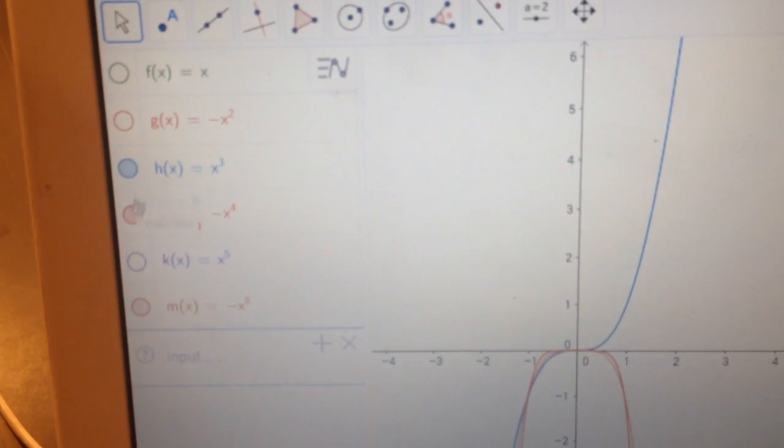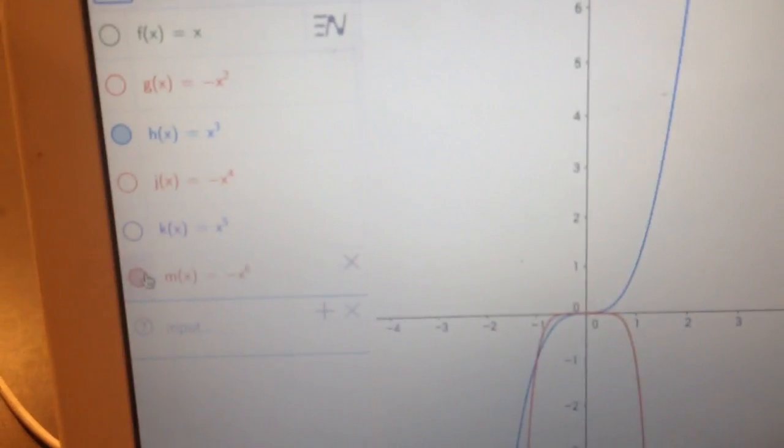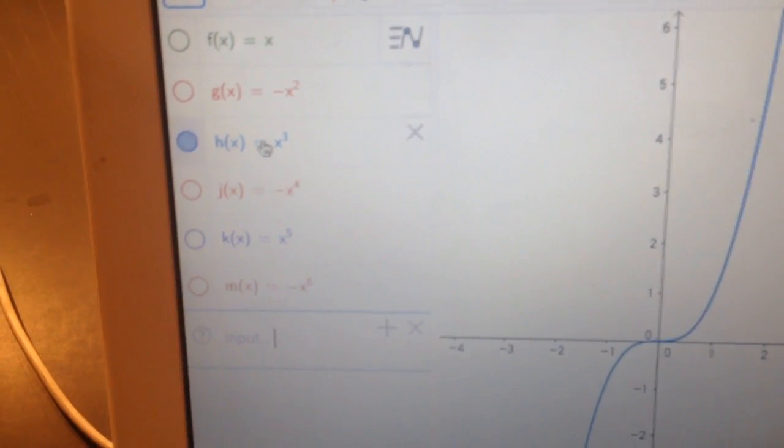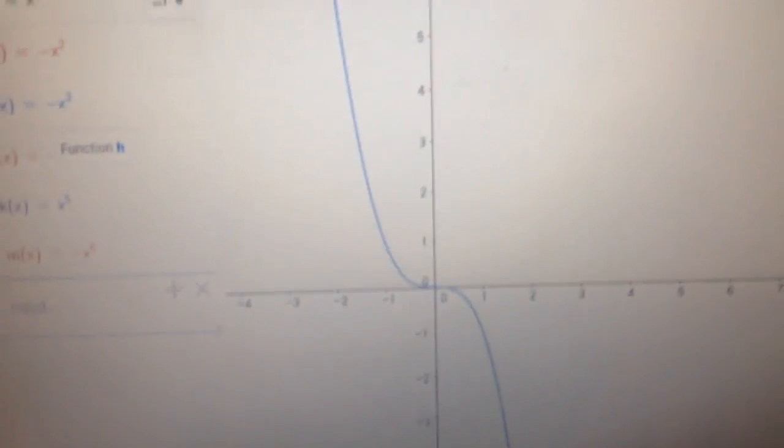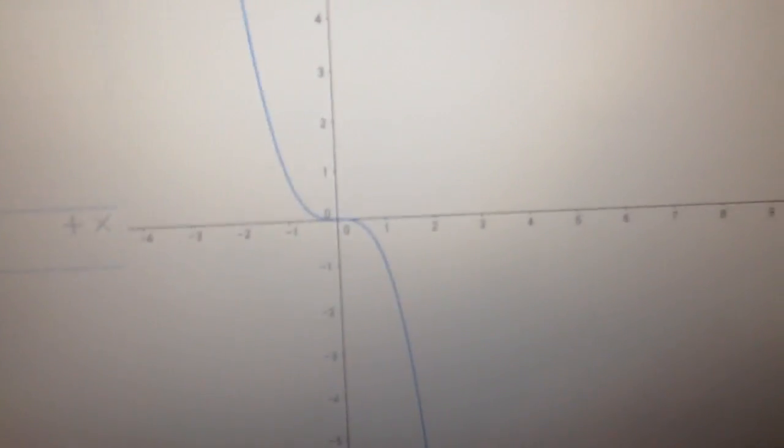And the same can happen with x to the third. So there's my x to the third. Let me turn off the other three. You can see x to the third starts down here and ends up there. But if I change that to a negative, put a negative out front, suddenly, boom, it flips. And we should expect that. We should know that behavior already. Now, this is for something really simple. This is the parent function. But I can change this even further.